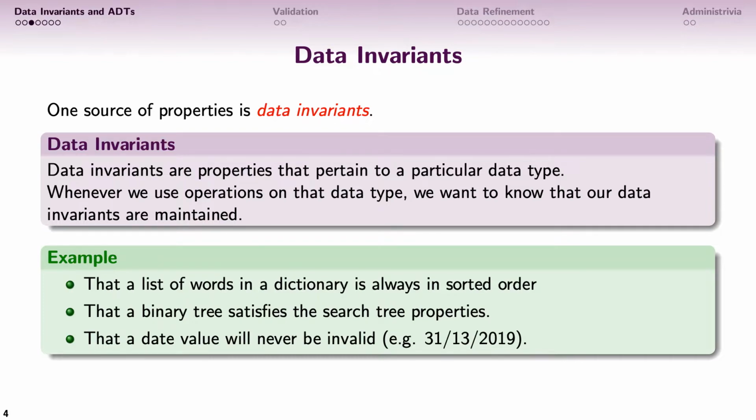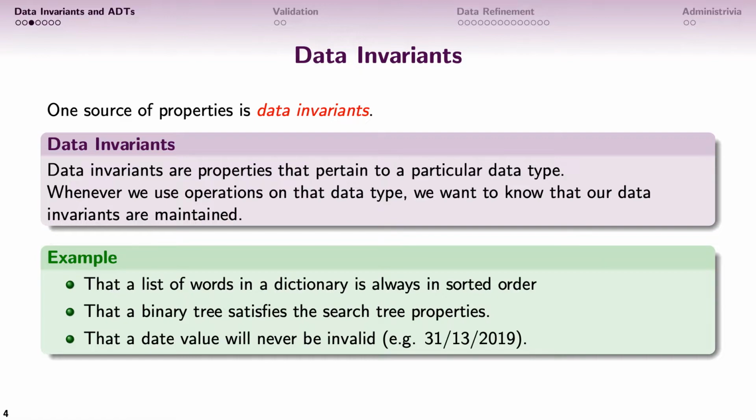And then if we query information from that data type, the queries can make these assumptions that the data invariants are true whenever they look at the data structure. So an example would be that if our dictionary was always in sorted order, that property should be maintained across all of the operations of our data type. Binary search trees should satisfy the binary search tree properties, or even something like a date value should never be invalid. You can't have 31st of the 13th, 2019, which is last year because I forgot to update these slides. That's not a real date. So you can have data invariants that talk about validity of data as well.